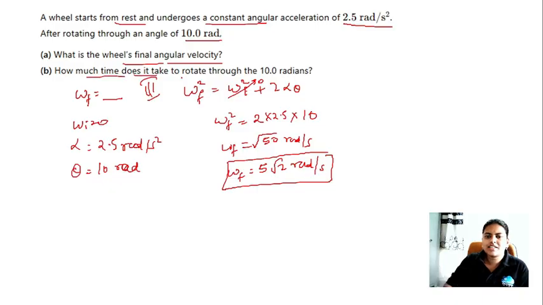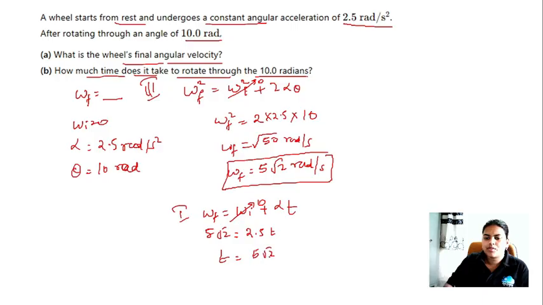How much time does it take to rotate through 10 radians? So I can use the first equation, which says omega final is equal to omega initial plus alpha into t. So omega initial is 0, omega final is 5 root 2, equal to 2.5 into t. Time would be 5 root 2 upon 2.5. So it would be 2 root 2 seconds.